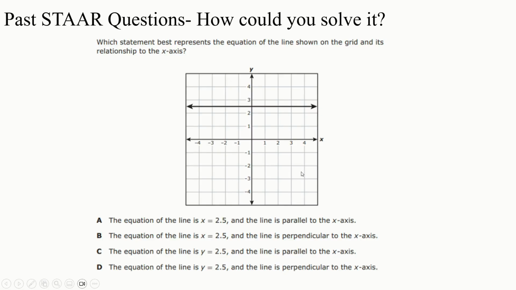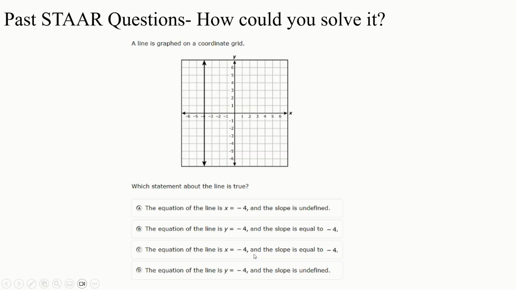This is one that does deal with HOY and VUX. So if we look at this, this is a HOY line, so it needs to be y equals. And if you look, they try to be a little bit tricky. They put it in between 2 and 3. So the slope is 0, and this would be y is equal to 2.5. And then for this case, this would be parallel to my x-axis. So we would be looking at letter C on that one.